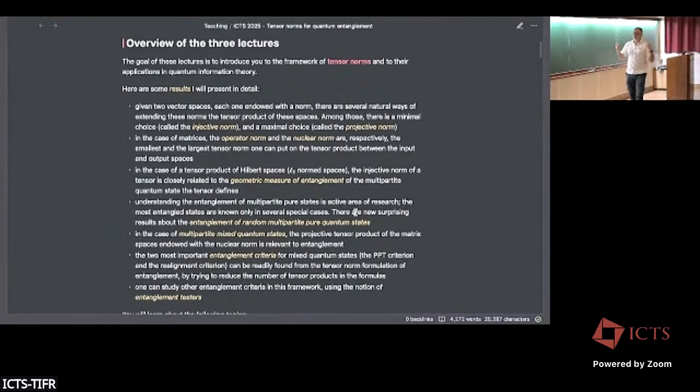And among these choices that satisfy some conditions which are natural with respect to what I said, so they have to satisfy some compatibility conditions with the initial norms.